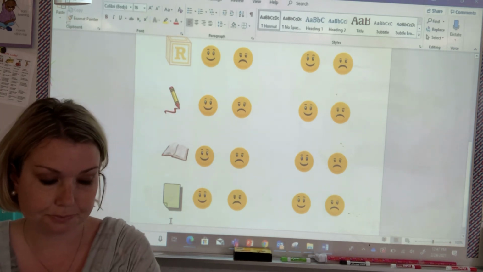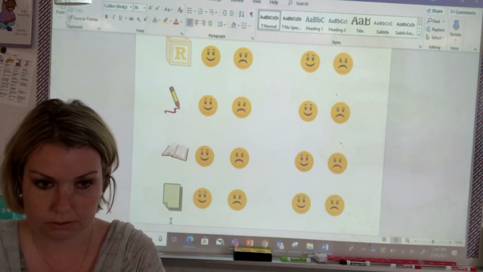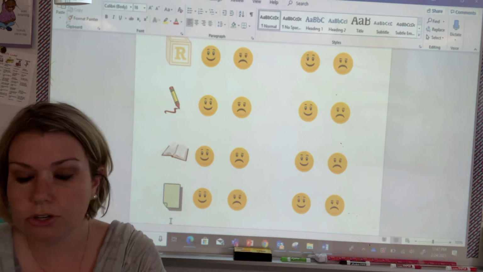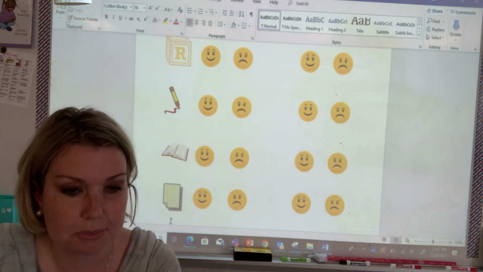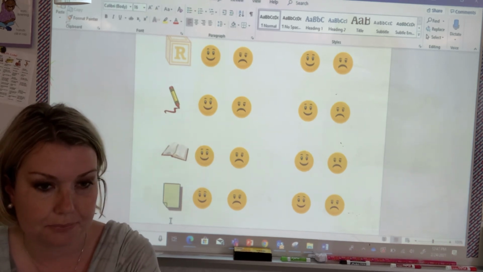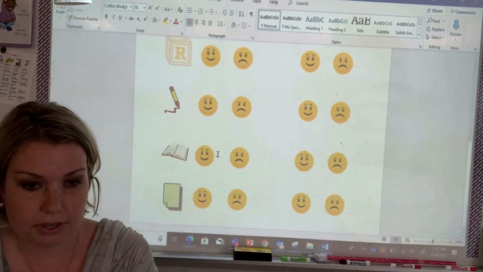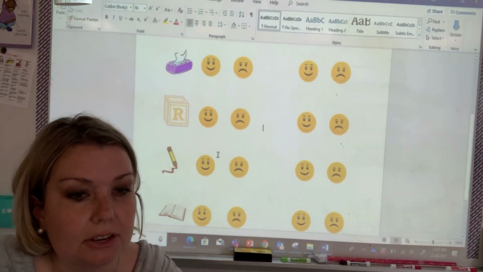Yes. Do we need to print out that piece of paper? You don't have to. You can draw it on your whiteboard. I'll help you with that in a minute, okay? Okay. Yes, sweetie. Mute your microphone, Adeline.